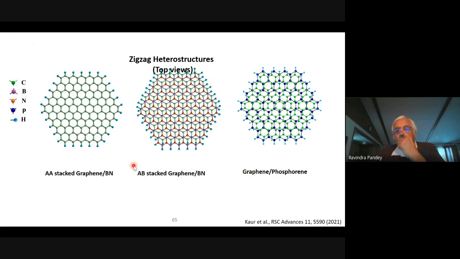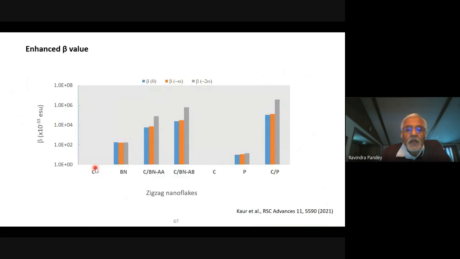You can see the heterostructures we are looking at. It's graphene sitting on boron nitride, and there is hardly any difference between graphene and boron nitride in terms of the structure parameters. So they sit on top of each other. This is AA, and this is called AB stack, slightly displaced. But we also have the so-called phosphorene, and you can see it has a different structure for graphene-phosphorene compared to graphene-boron nitride. So you create these structures, look into the different properties, and then we have the so-called beta values.